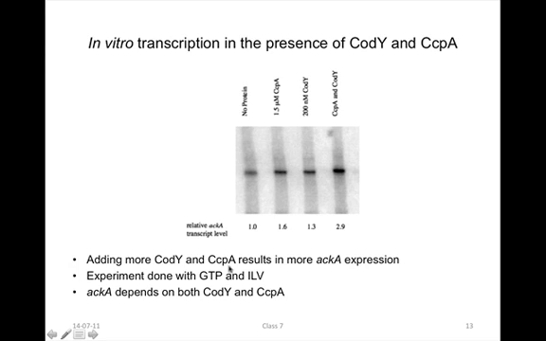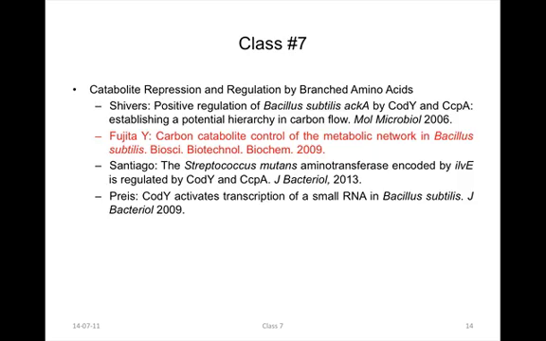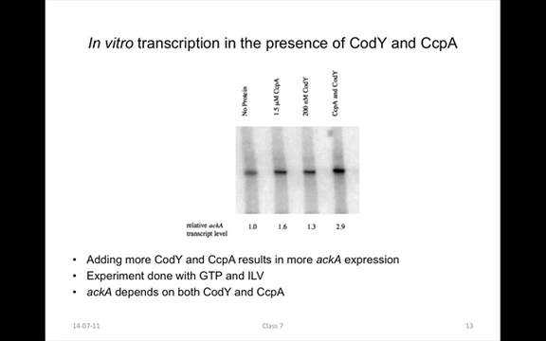In this experiment, they enhanced the conditions by adding GTP and the branched amino acids. So they're kind of helping the results along, making sure that it should work. By doing this, they're showing that the acetate kinase depends on both those proteins. And that's it for that paper.